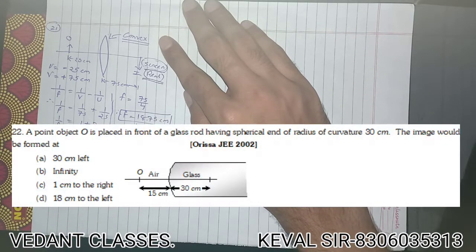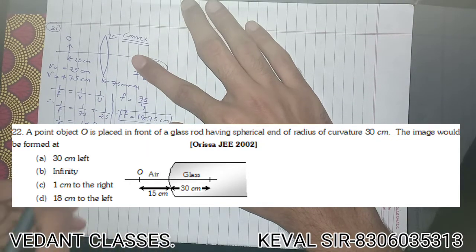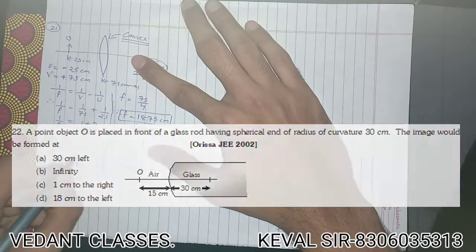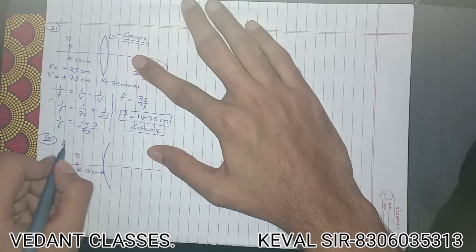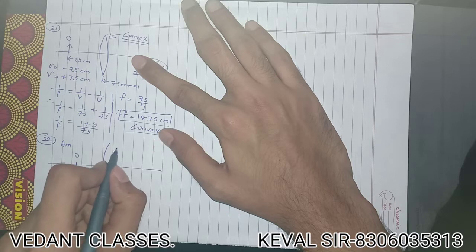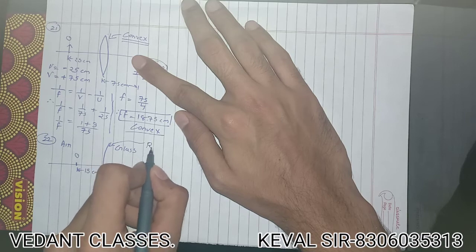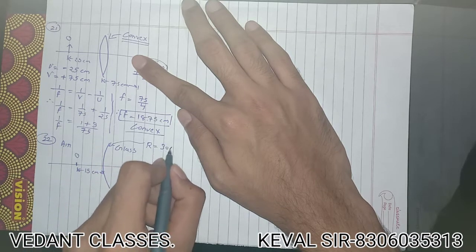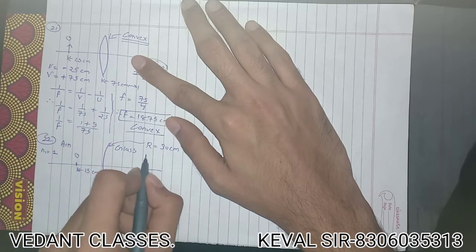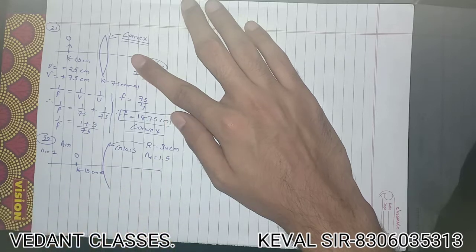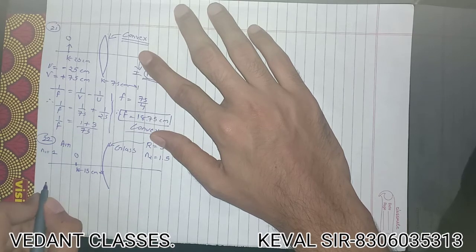Now see, in question 22 there is one refracting surface given. An object is placed at a distance of 15 centimeter. Here the air medium is given, and here the glass medium is given. The curvature of this refracting surface is given as 30 centimeter. The refractive index of air is 1, and the refractive index for the glass is 1.5. So now we need to find the image distance. So apply the equation.